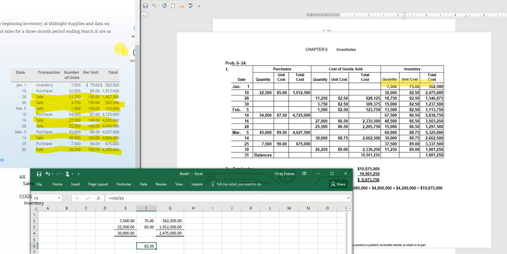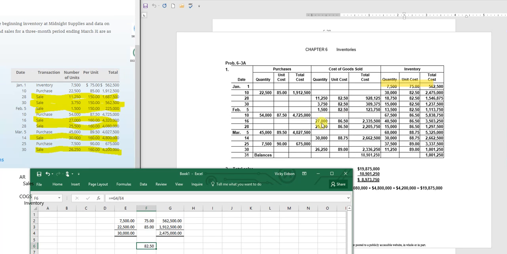Okay, so now I sold 11,250. So my accounts receivable sales is 1,687,500, and my cost of goods sold inventory is 11,250 at 82.50. So notice I really don't have these unit costs anymore. I only have the average cost of 82.50. Then when I sold 37.50, and when I sold the 1,500, I sold them all at 82.50. So honestly, I could have just added them all up together. But anyway, each one is 82.50.